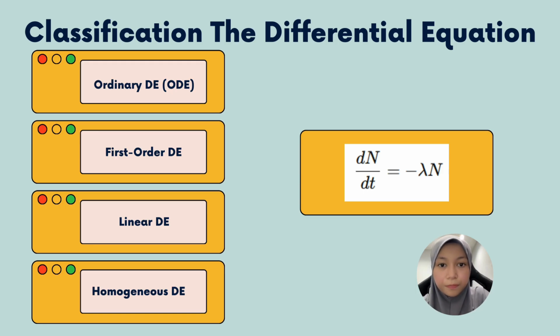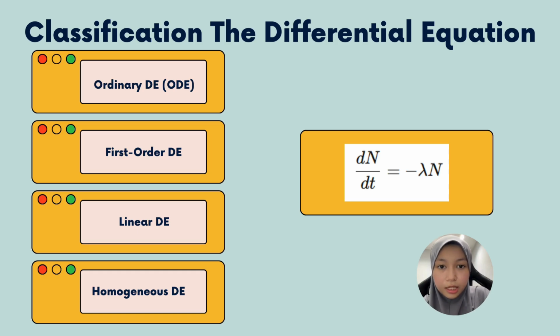Now let's classify the radioactive decay equation based on the types of differential equation. First, it is an ordinary differential equation, or ODE, because it only has one independent variable, which is t. And then it is a first order differential equation, since the highest derivative is dN/dt, which only has a power of 1.